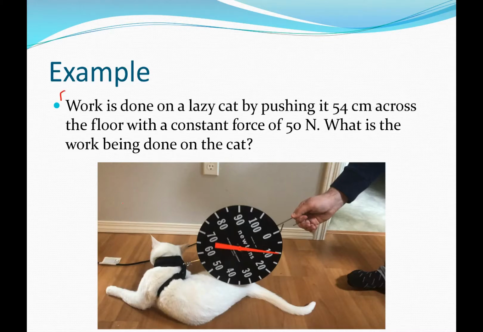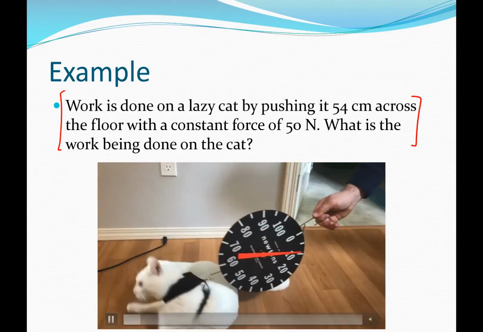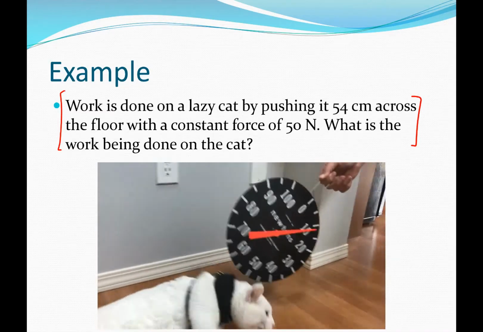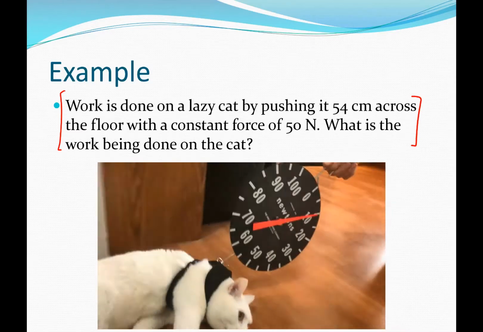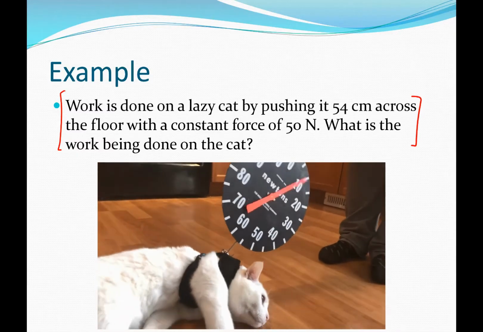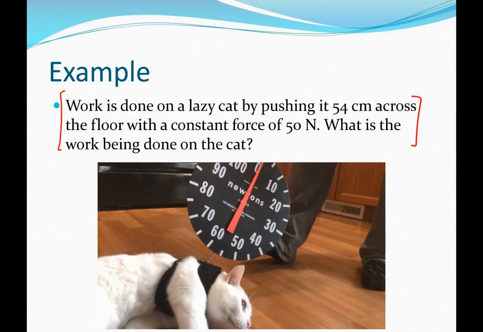It was handed to us described as this, where work is done on a lazy cat by pushing it 54 centimeters across the floor with a constant force of 50 newtons. And I said, well, we needed to test that. So I took my cat, that's Toby being dragged there, and I dragged him across my kitchen floor. Let's just watch the experiment once. Looks like he's in some discomfort, but he really didn't mind all that much. It's really not that bad.